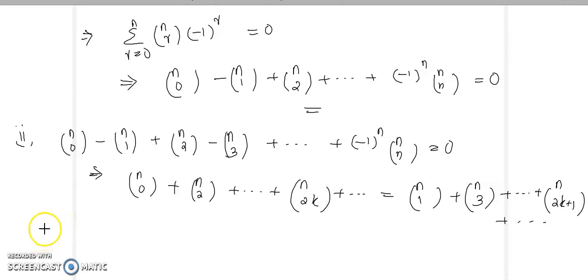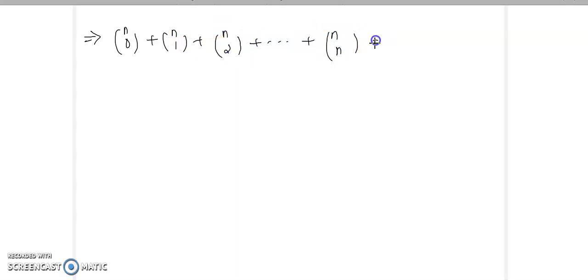And now we need to show that this sum is equal to 2 raised to n minus 1. And now we have summation r equal to 0 to n nCr. So this is equal to 2 raised to n. This we have seen in the last class. So that means nC0 plus nC1 plus nC2 plus etc. nCn will be equal to 2 raised to n.